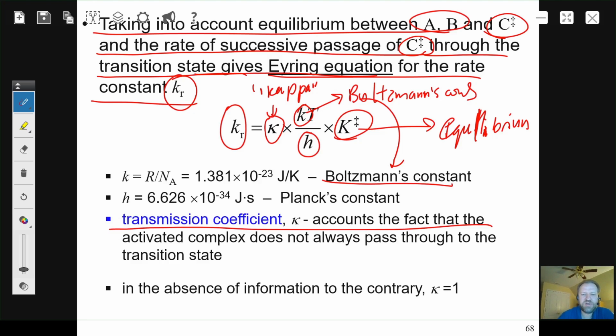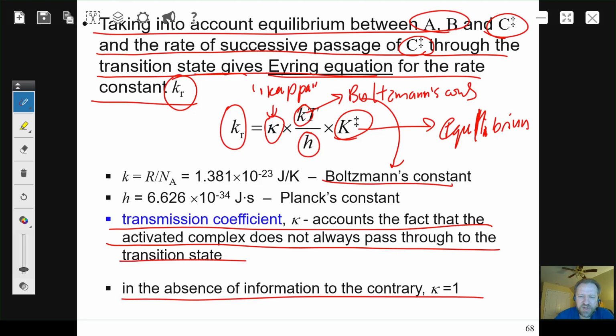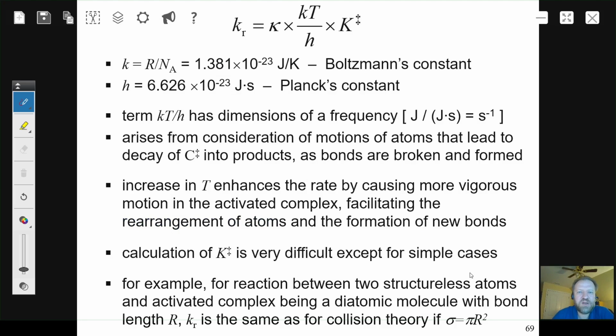The physical meaning of the transmission coefficient is actually fairly straightforward, though it's not usually easy to determine its numerical value. It basically accounts for the fact that the activated complex does not always pass through the transition state, and in the absence of additional information, we have no choice but to set it to 1. So basically, we're saying that we have 100% of transitions through the transition state to form products. Now let's analyze this equation a little bit more.